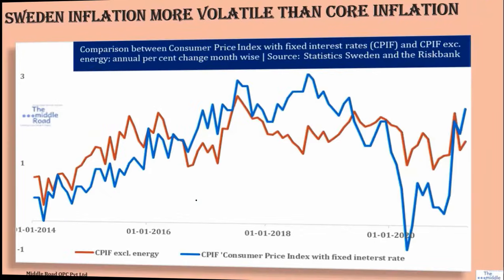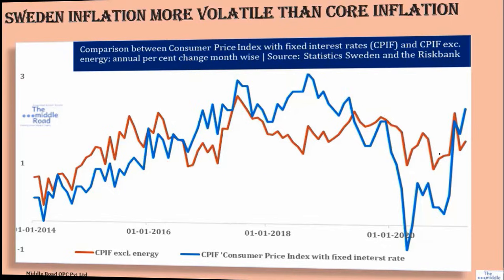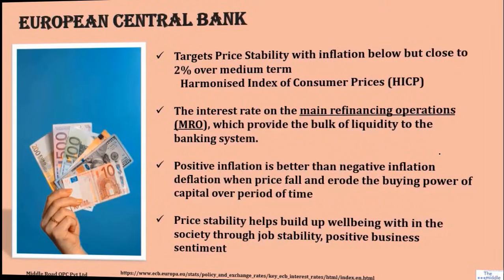Here again, I've taken CPIF for Sweden, and then core price of Sweden. So here you'll see the blue line, and excluding energy, you see how much less volatile it is. So this is just to give you a fair bit of idea. These are annual percentage changes, month-wise. So the inflation rate comes out monthly, and its data is freely available from Statistics Sweden and the Riksbank. And just to give you a fair idea of why core inflation is so important, maybe much more important than headline inflation. We come to the central banks now.